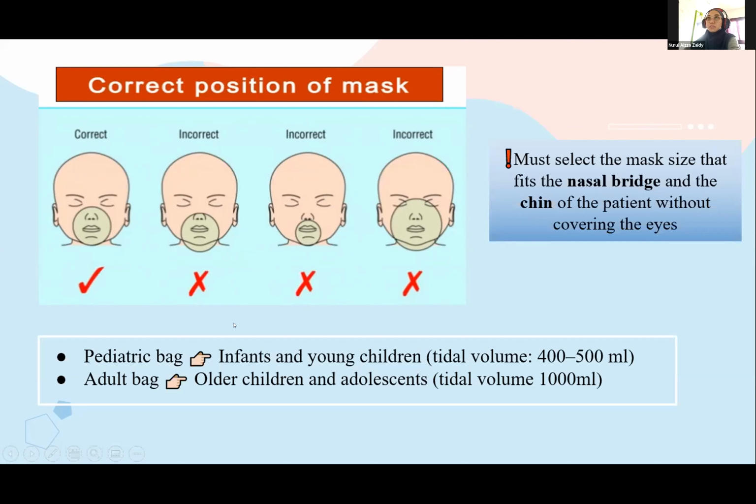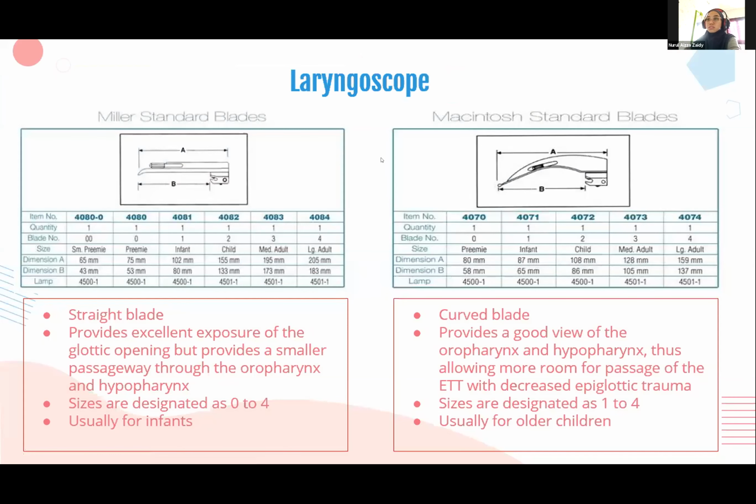And then for the mask and bag, in infants and young children, we use the pediatric bag with a tidal volume of 400 to 500 milliliters. And for older children and adolescents, we can use the adult bag. So next is the laryngoscope. Laryngoscope, as the name suggests, larynx and scope, right? So this is an instrument to visualize the larynx in order for us to insert the tube.